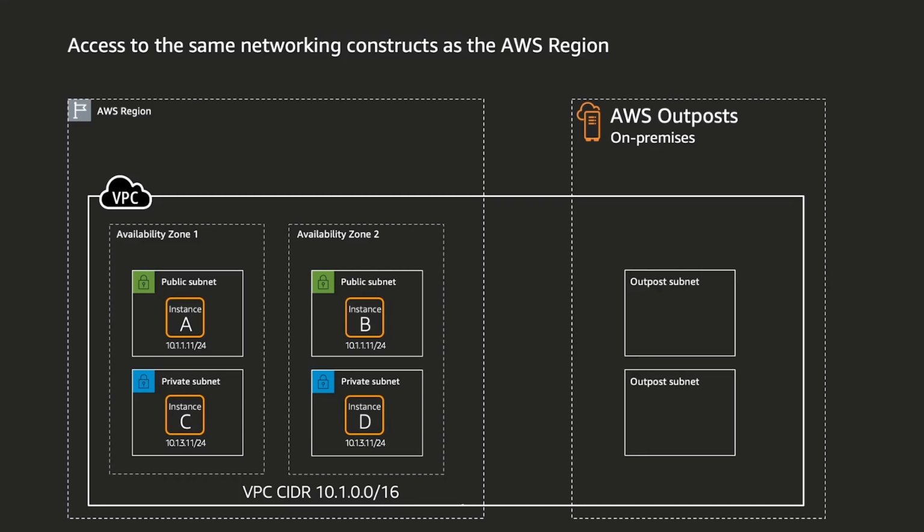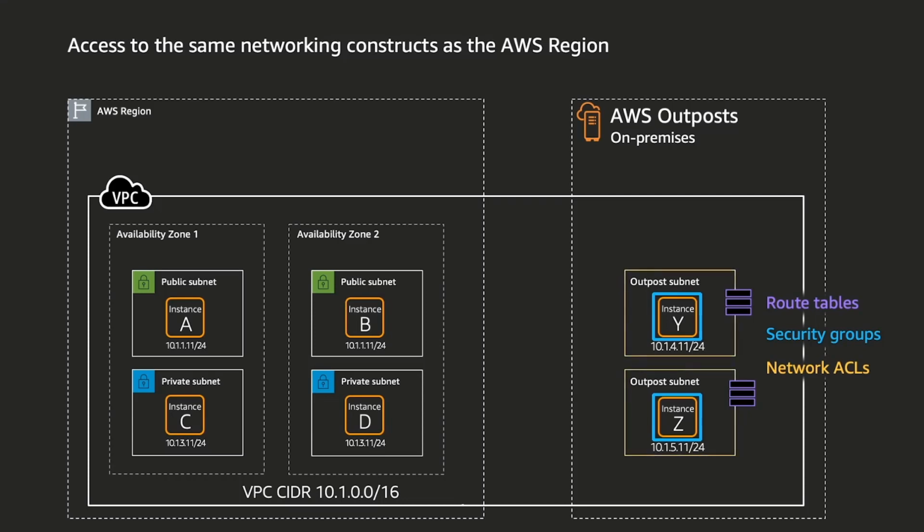And so now we can create Outpost subnets. And an Outpost subnet resides or exists within an Outpost, but it's in the same VPC that you were using in the region. So now we can deploy some EC2 instances in our Outpost subnets that we've just created. And we can use route tables, security groups, and network ACLs, the same networking constructs that you would have used in the region with your instances inside your availability zones, you can use those inside the Outpost as well. So we've just created or extended that same capability to the AWS Outpost.